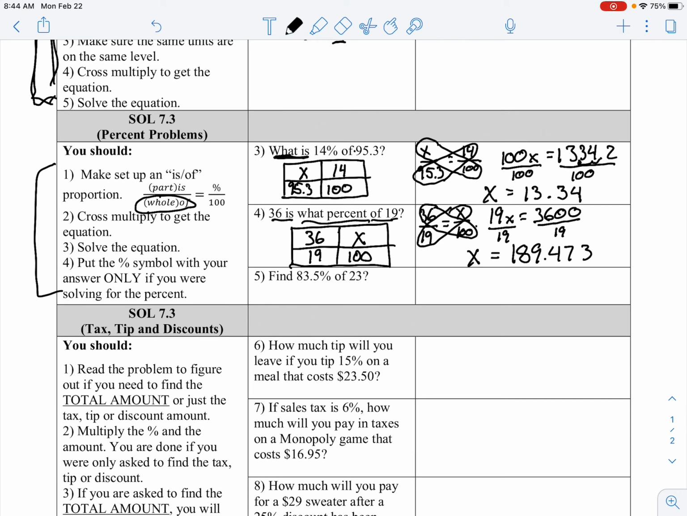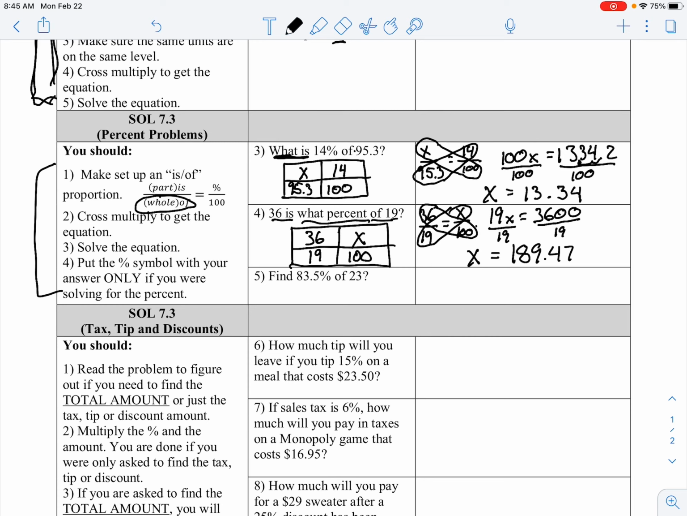189.473. Remember, we're rounding to hundredths, so we're going to take a look at our 7. Look to the right, that number is smaller than 5. If it's 5, we would round it up, but it's smaller than 5. So we're just going to get rid of that 3, and our answer is 189.47.